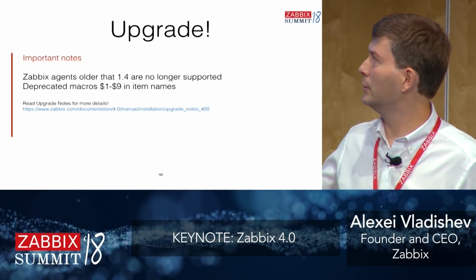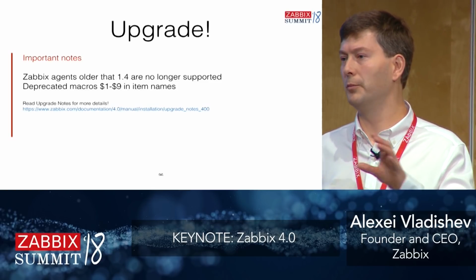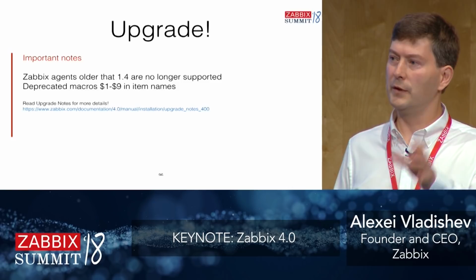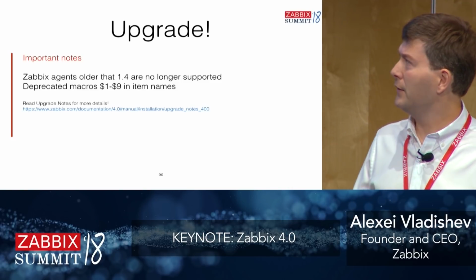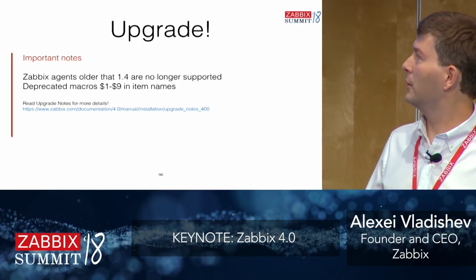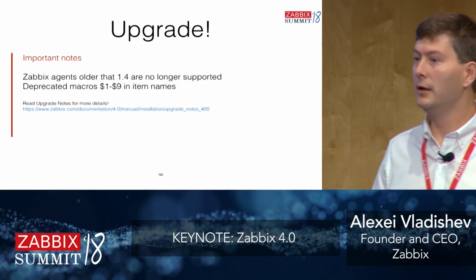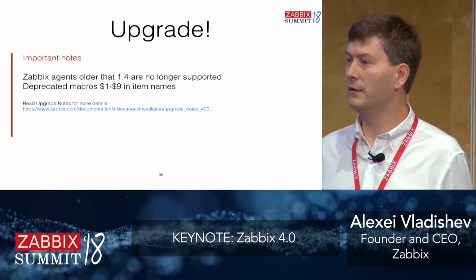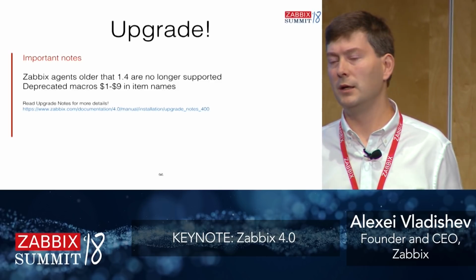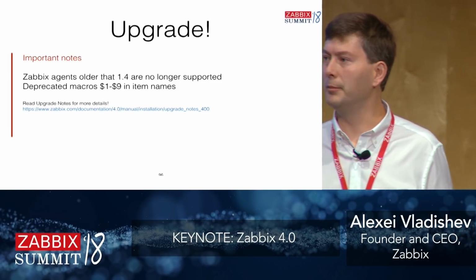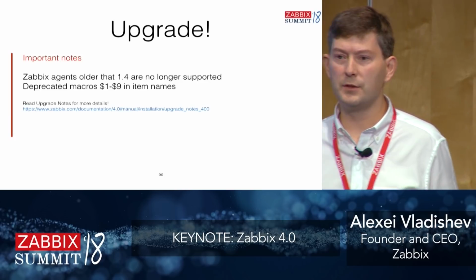So older agents will not work, and if you have scripts which use the older protocol, be careful about it. Just make sure that those scripts will be using the new protocol. Also, another quite important thing: we still continue to support macros $1 to $9 in item names, but they are deprecated. So please don't use them anymore. I think we'll drop support of those macros in Zabbix 5.0 completely. And obviously, read the release upgrade notes.